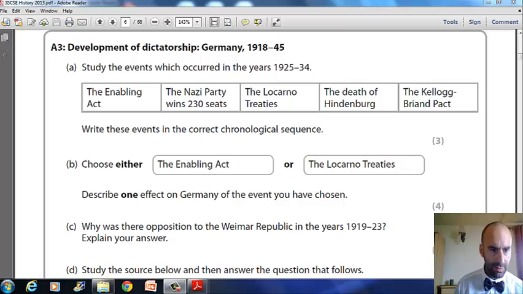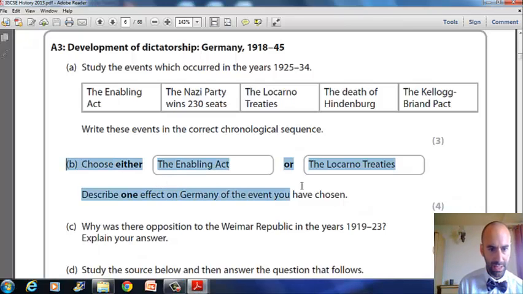Okay then, let's get into the quick tutorial of how to answer these 4-mark questions for paper 1 in the 2014 Edexcel IGCSE history exam. So here we have the actual question. It says choose either one of the options from the A question, that's from the chronology question. So you're going to pick one of two.